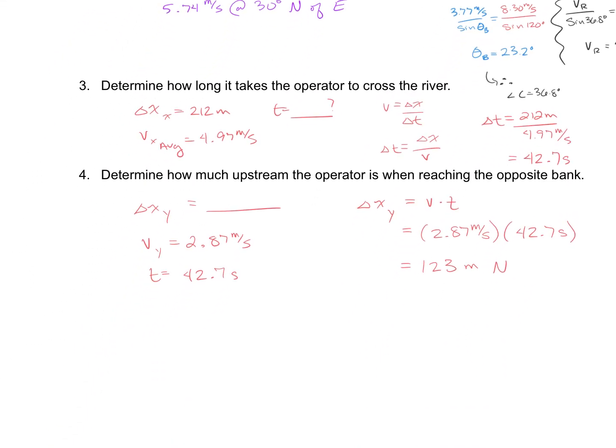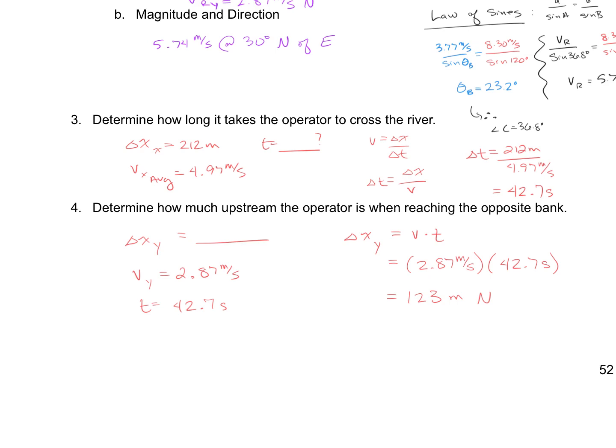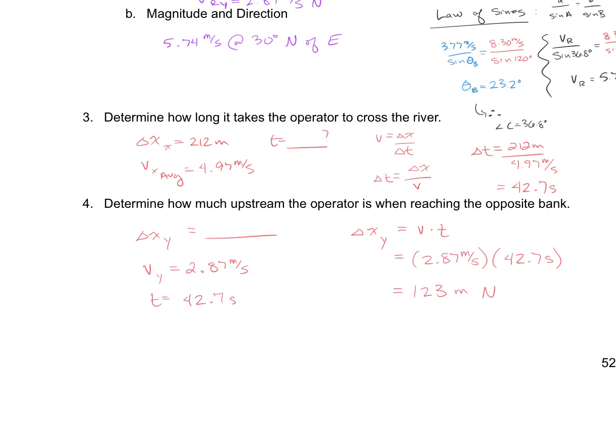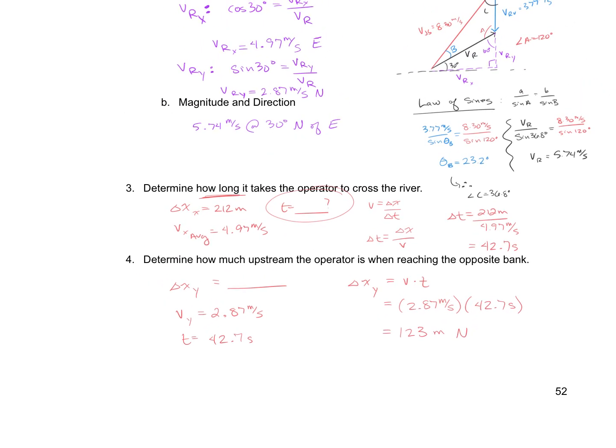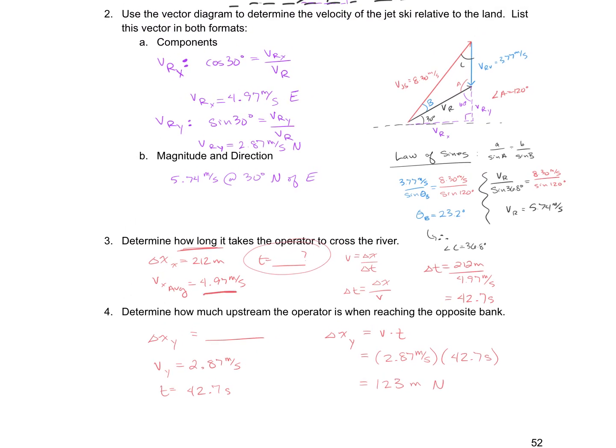So the questions that follow ask, how long does it take to cross the river? Now, how long does it take is a question of time. So that's the thing that we do not know. We don't know the time. This was given at the top. It tells you that the displacement, or the distance from bank to bank, is 212 meters. And you know that your velocity in the x direction is 4.97 meters per second.